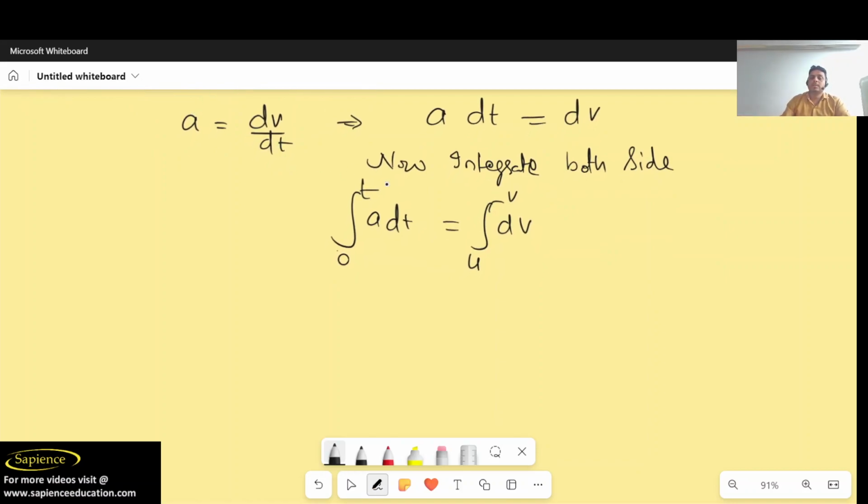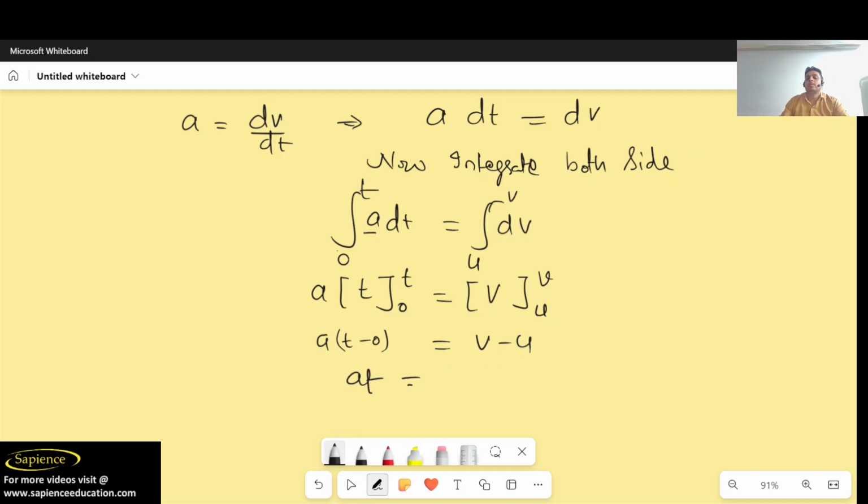By integrating, since I have told you that acceleration is constant, acceleration will come out, and the integration of dt will be t, from 0 to t. And the integration of dv is v, but this velocity is from u to v. So a times t minus 0 will be equal to v minus u, so at equals v minus u. Finally we got the equation v equal to u plus at. If you rearrange this equation, you will get this answer. So this is the first equation of motion. I hope you have understood this.